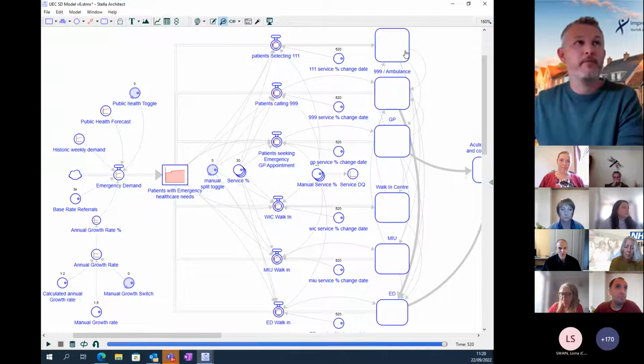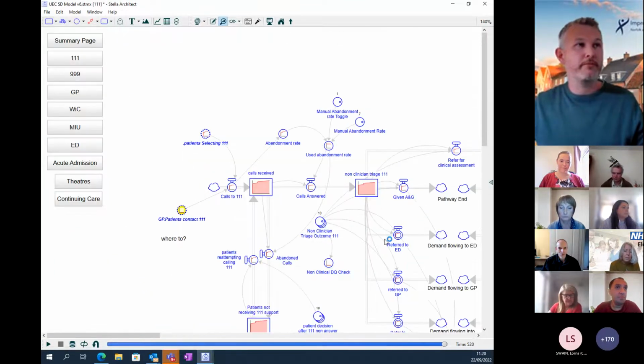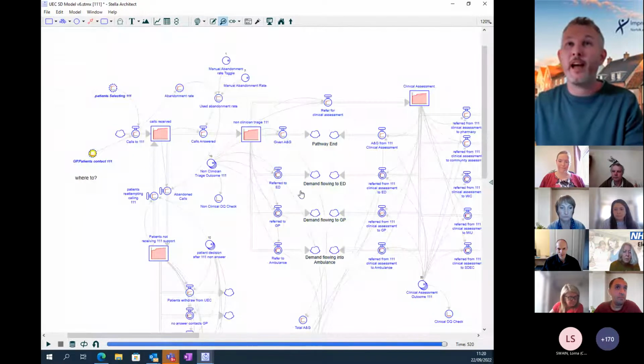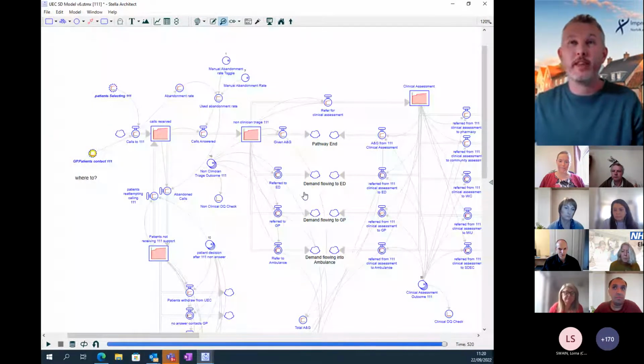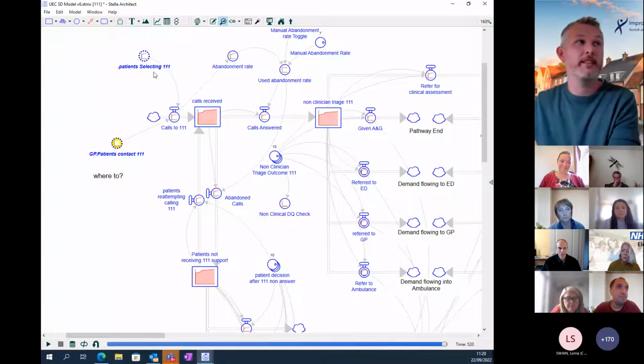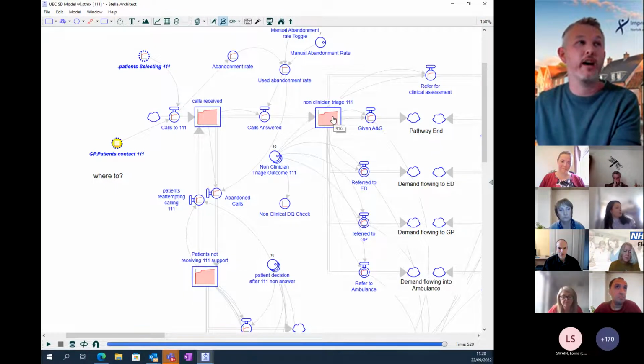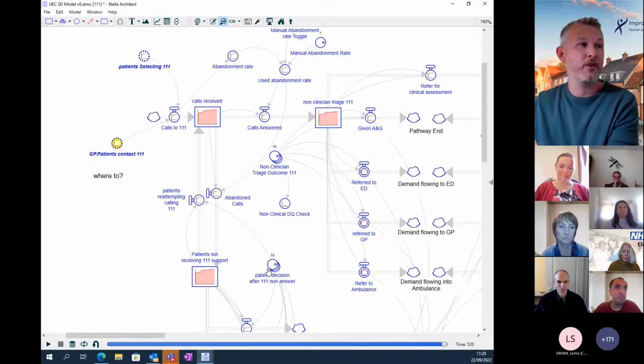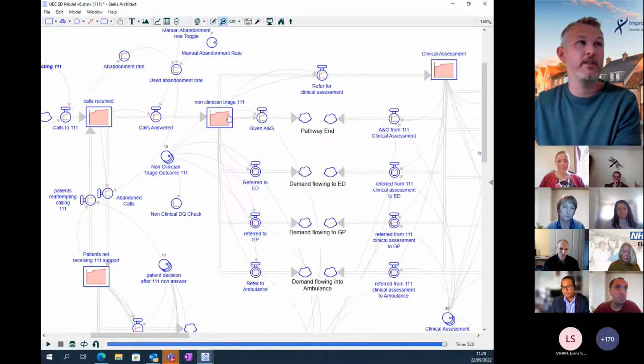Once we start to interact with them, though, we can click on these individual modules, and each of these modules then builds up a pathway of what patients would experience when they go through that at a relatively high level. So again, it looks complicated, but it's really not. At the moment, we have demand coming through to 111, so this is people calling 111, and either the call will be answered, in which case they'll go on to a non-clinical triage, or the call will be abandoned because we haven't answered it. If the call is answered, they will have a non-clinical triage, and there'll be a few different routes from there.